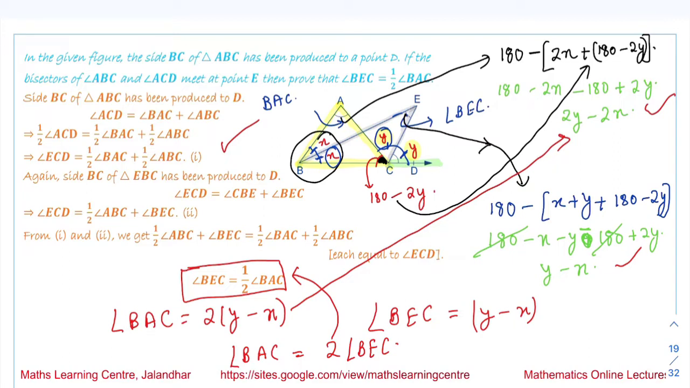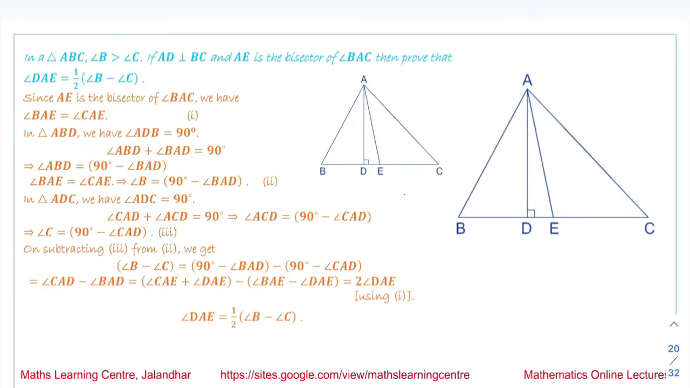Now in the next question, we are given a triangle ABC, and it is given that angle B is greater than angle C. AD is the perpendicular, this is the perpendicular, and AE is the angle bisector. So if AE is the angle bisector, suppose this angle is x, then this angle is also x. These angles are given to be 90 degrees. Then we have to prove that angle DAE, this angle.